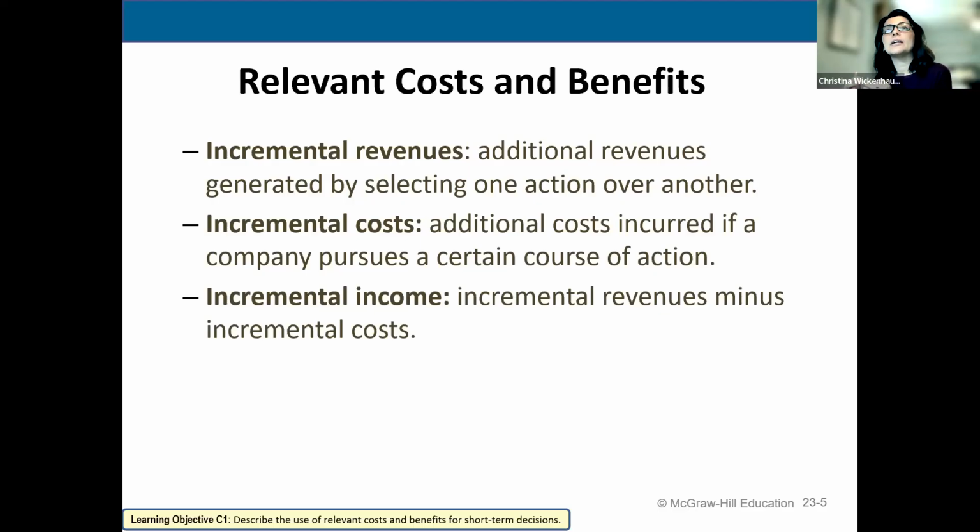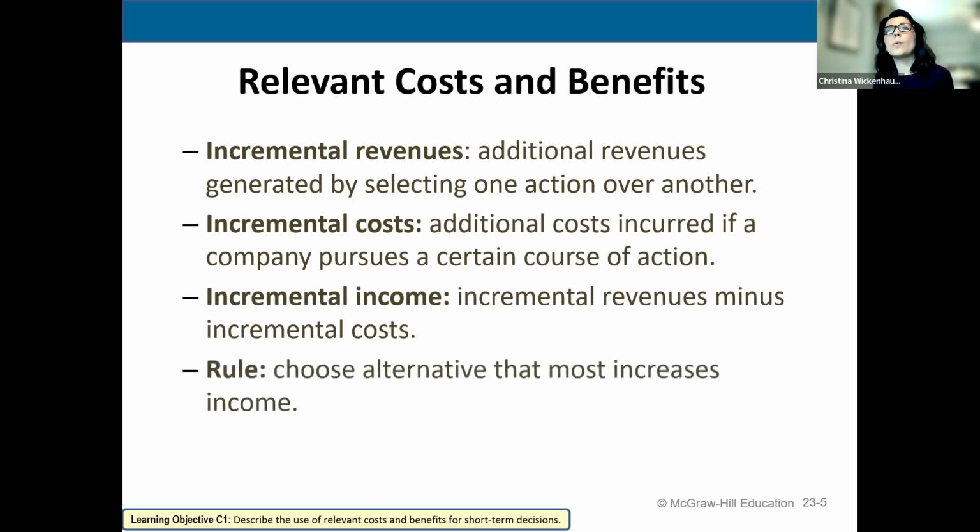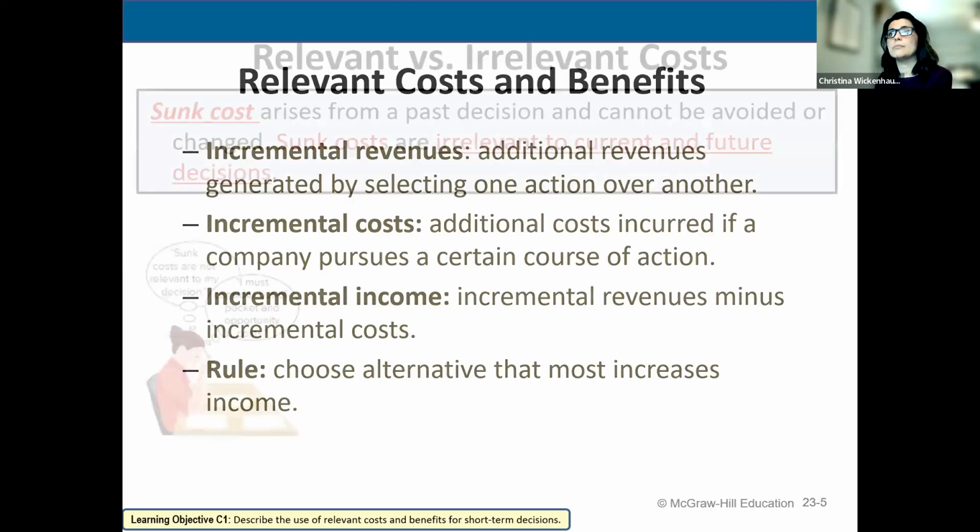So we would take our incremental revenues minus our incremental costs, and that would give us our income. So it's still revenues minus costs gives us income, but now we're just isolating any of those additional revenues and additional costs from making this new business decision. And so we are going to pick the one that gives us the biggest income. We definitely don't want to waste our time on sourdough bread if it's really not going to give us much in return compared to making cheesecakes.